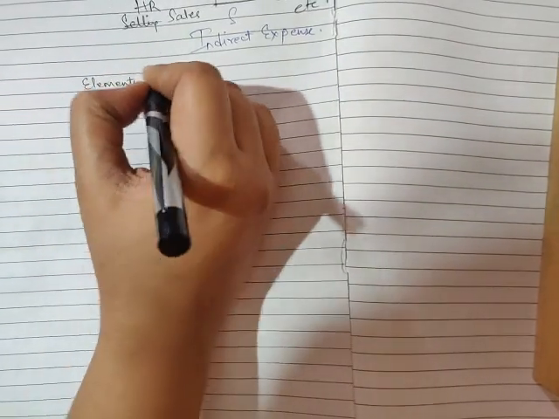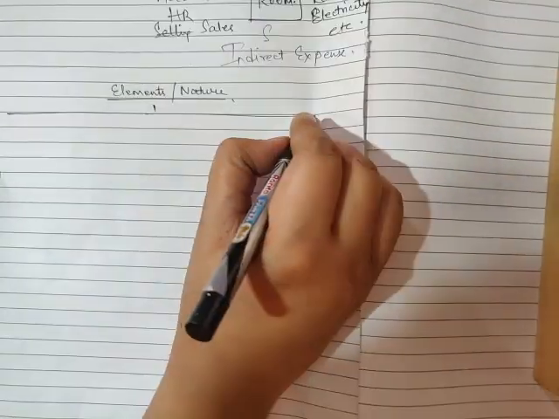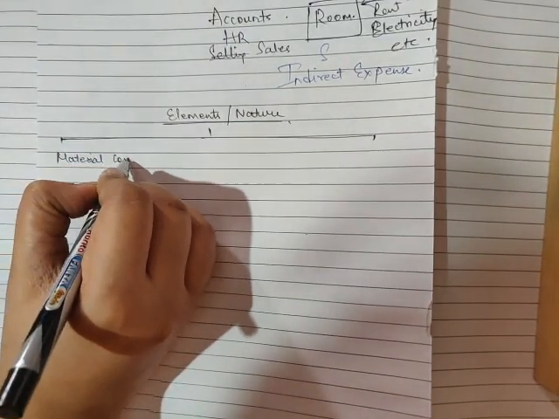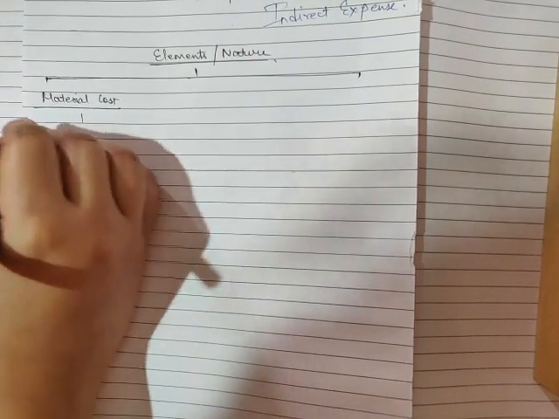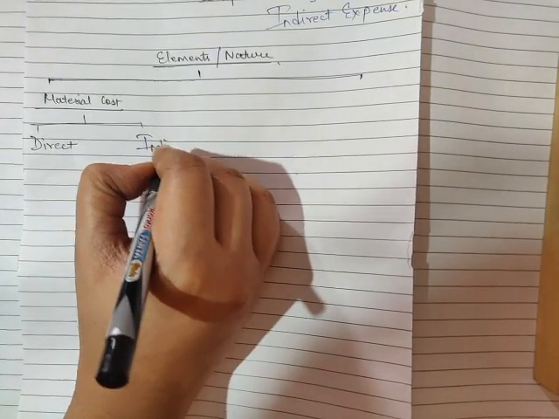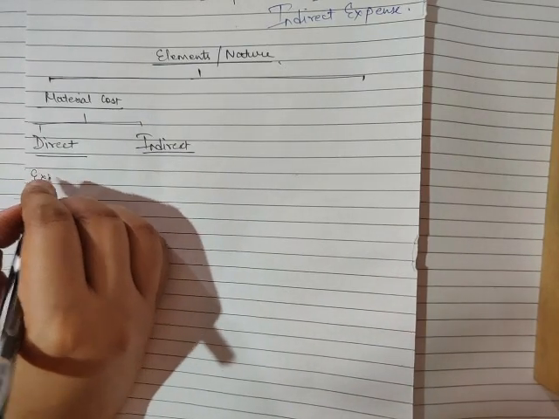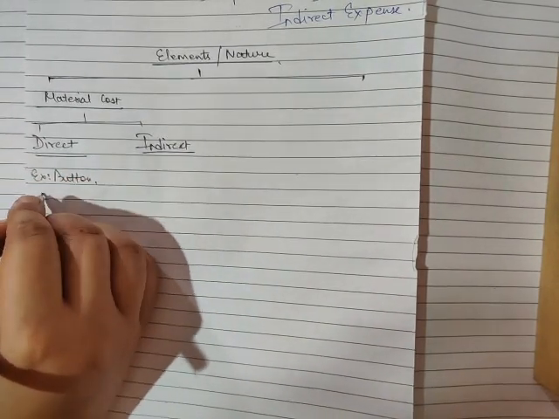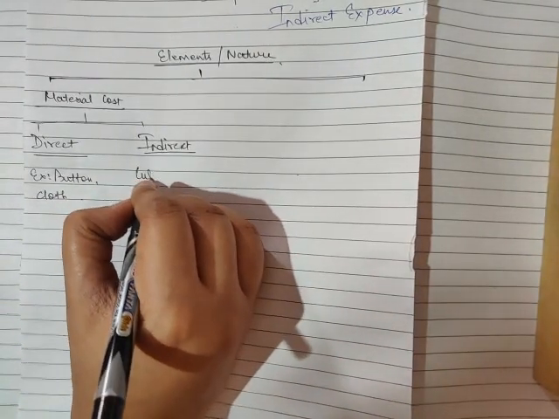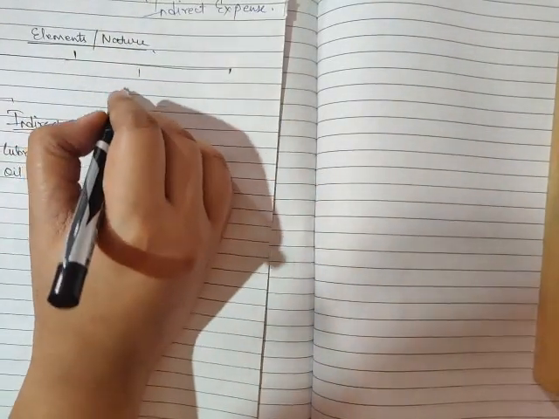So, on the basis of elements or nature, the cost can be divided as first is the material cost. So, the material cost is again direct and indirect. So, the direct material cost was, for example, cloth, button, etc. The indirect cost was lubricants, oil, etc.